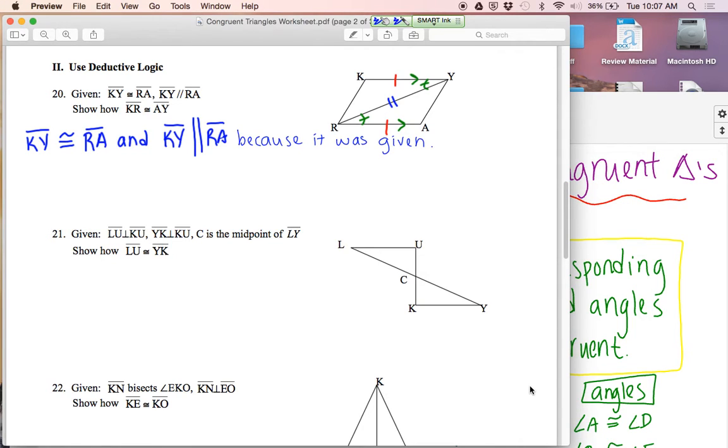Now I'm going to say angle KYR is congruent to angle YRA. And the reason I know that is because they are alternate interior angles of parallel lines.